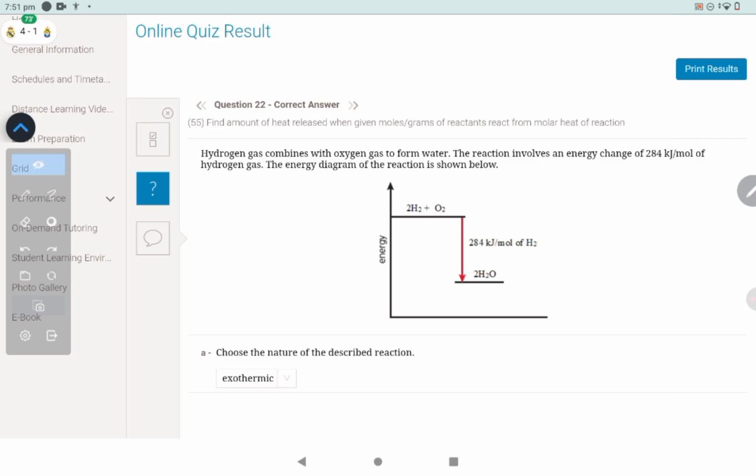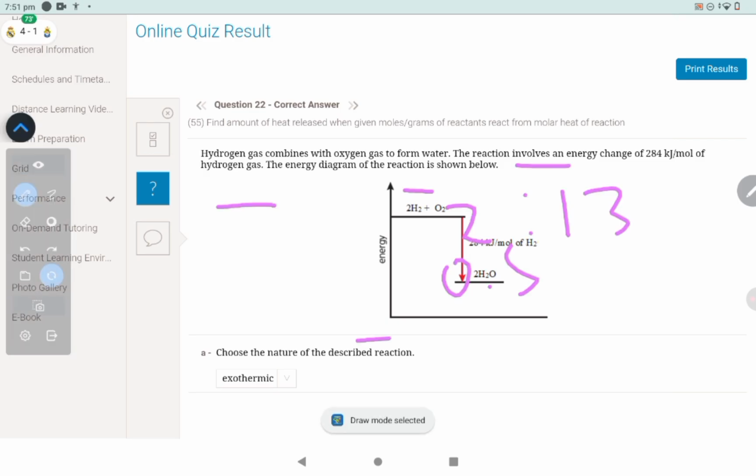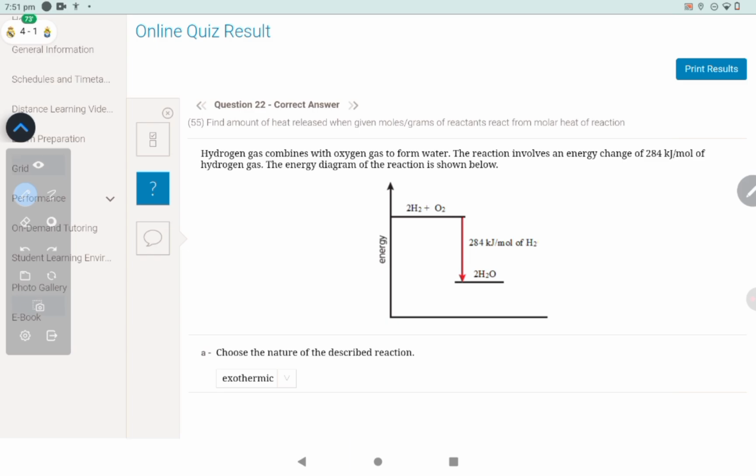I want you to remember that whenever we form a substance, we are releasing energy. However, when we are breaking down a substance, we are absorbing energy, like changing an ice cube to water needs heat, needs energy.